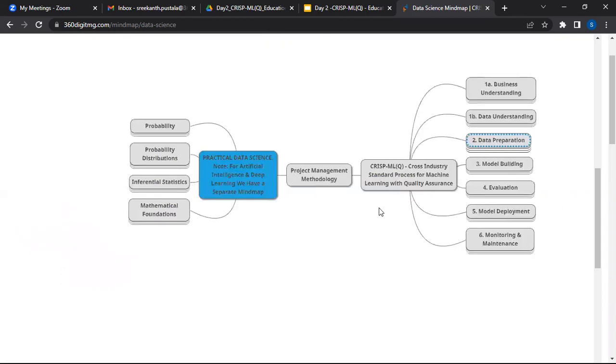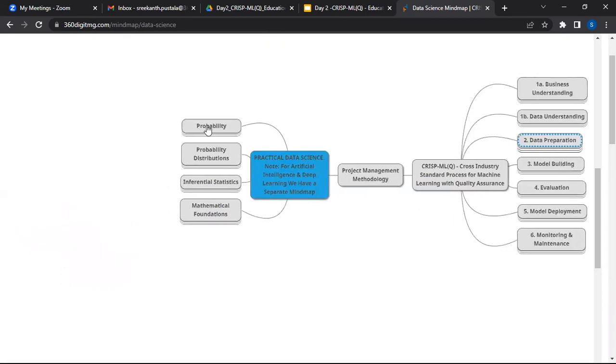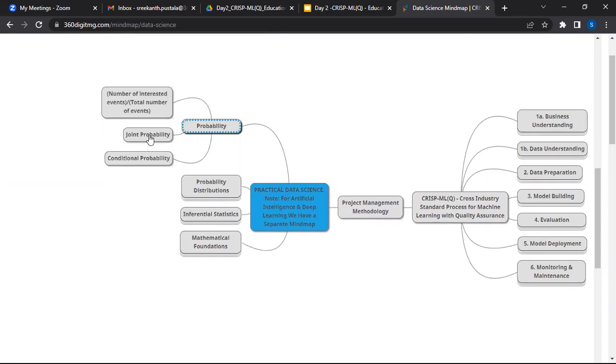Along with that, we should be looking into certain statistical measures like probability. The formula for probability is the number of interested events divided by the total number of events. We have joint probability and we have conditional probability.